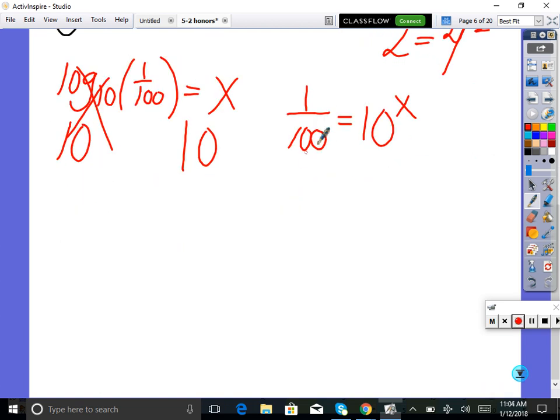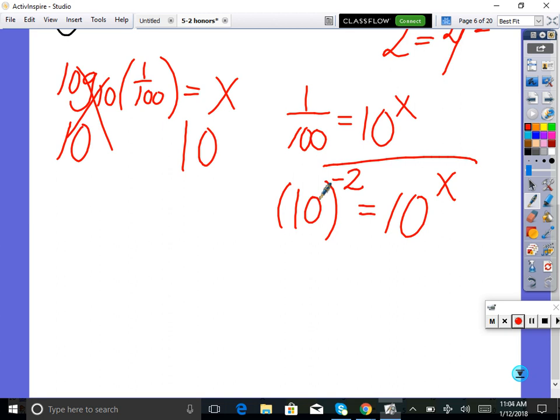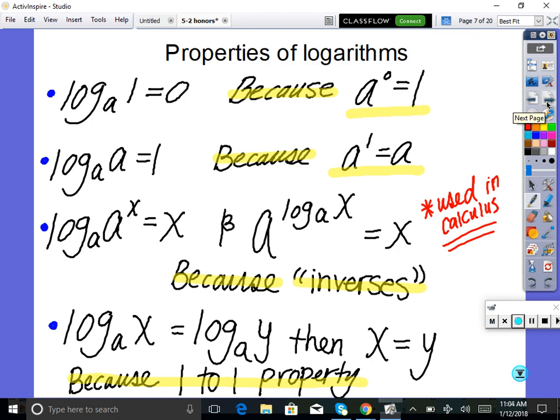So isn't this equivalent to base 10 to the -2 power equals 10 to the x? Therefore, x must equal -2. Okay, awesome. Now here is where you will definitely want to start writing down. These are basic properties of logs.